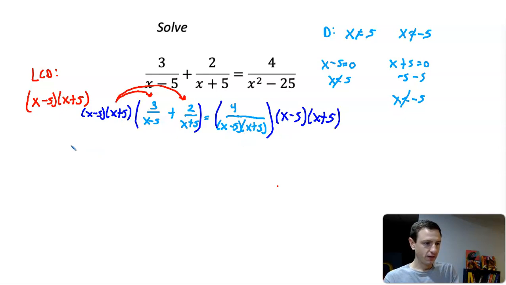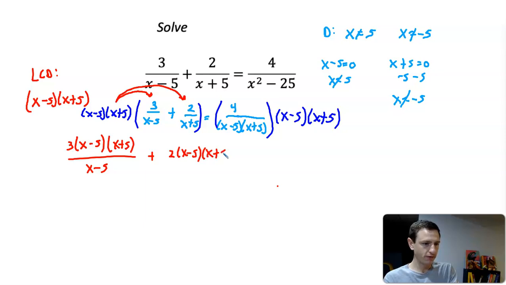Same thing over here. So just to show you exactly what I mean by that, we have 3 times x minus 5 times x plus 5 over x minus 5 plus 2 times x minus 5 times x plus 5 over x plus 5. And this is kind of dragging it on a little bit longer than it needs to be. You could just more mentally make the cancellation, but just to show you the full process here. Then I'm not going to rewrite over here because since we just have 4 over x minus 5, x plus 5, so 4 over the LCD, x minus 5s are going to cancel, x plus 5s are going to cancel, so we're just left with 4 over there.